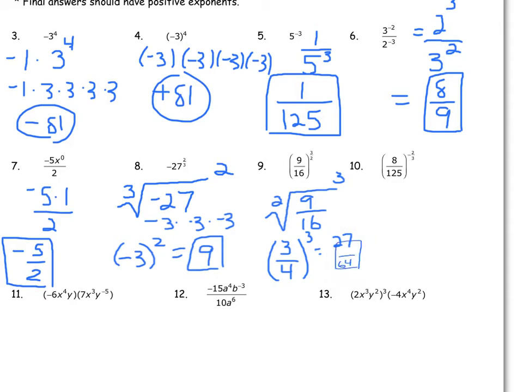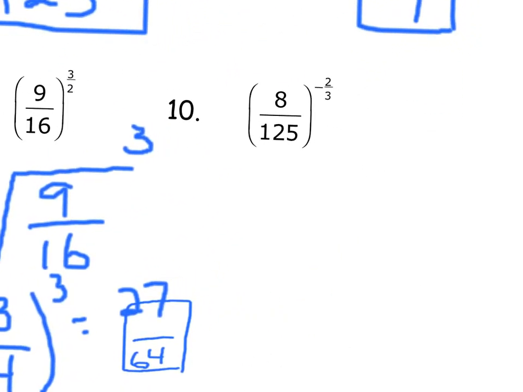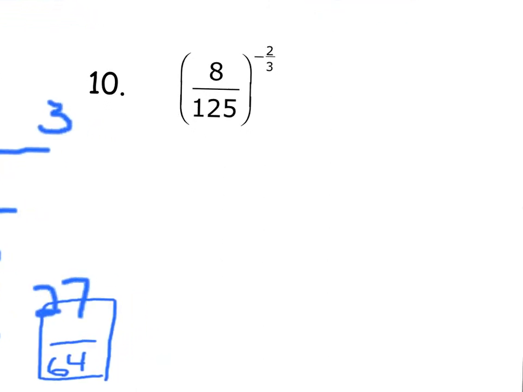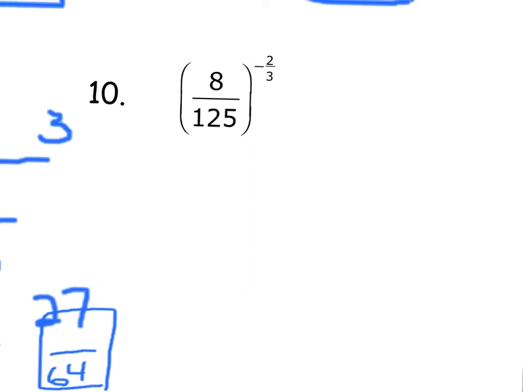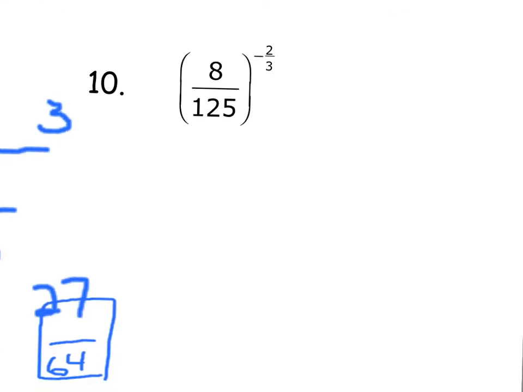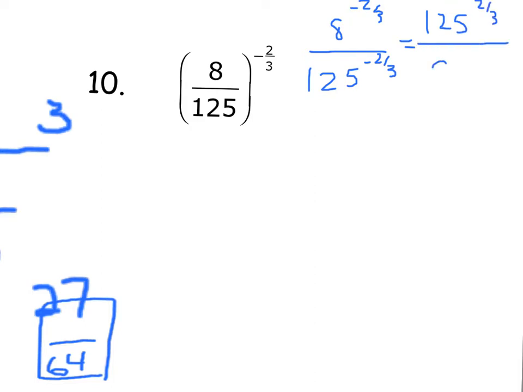All right. Now, on to number 10. Make it bigger space so we can see what we're doing here. We're going to go to a negative 2/3 power for that fraction, which means the numerator is going to be to the negative 2/3 power, as well as the denominator. Now we change the powers so they're positive. 125 to the positive 2/3 power in the numerator. 8 to the positive 2/3 power in the denominator. And then we can come back and work with the radicals.